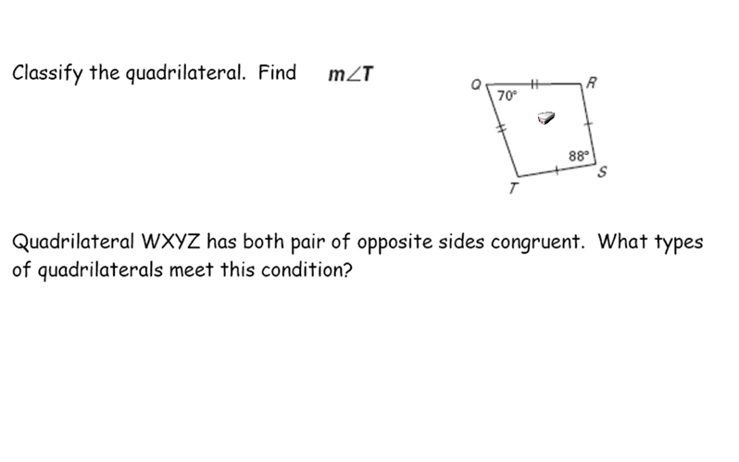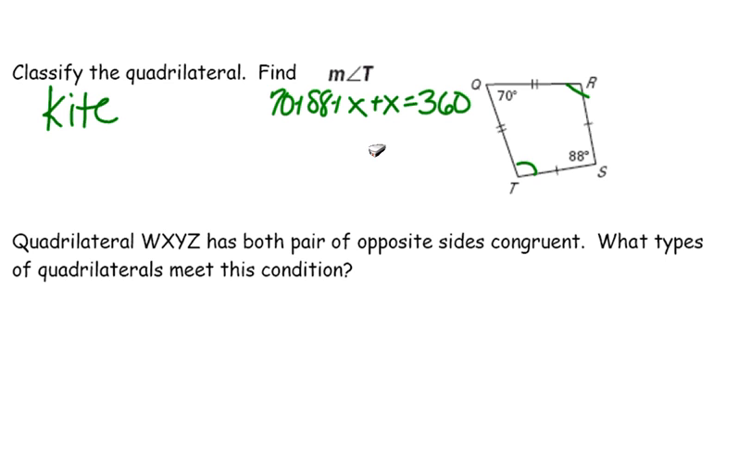Okay, we need to classify this quadrilateral and then find the measure of angle T. So first off, we know that because it has two pairs of adjacent congruent sides, it is a kite. And then we need to figure out what the measure of angle T is. Well, angle T, because it's between the two non-congruent sides, is going to be congruent to angle R. Those are the two angles that are congruent. And we know because this is a quad, altogether this should add up to 360. So we know that 70 plus 88 plus x equals 360. So all we have to do is solve for x.